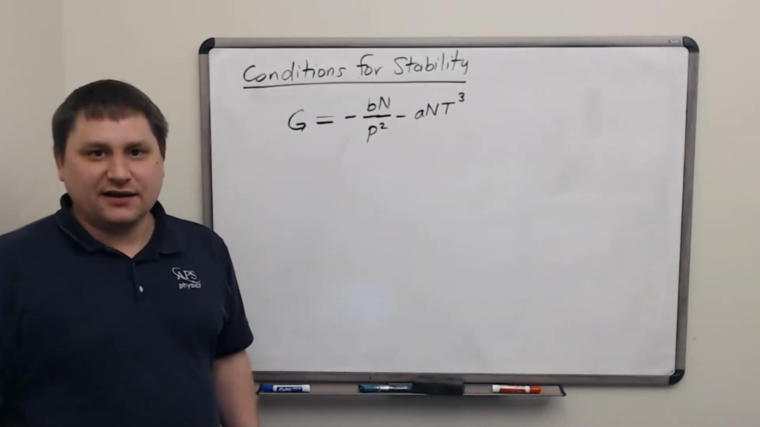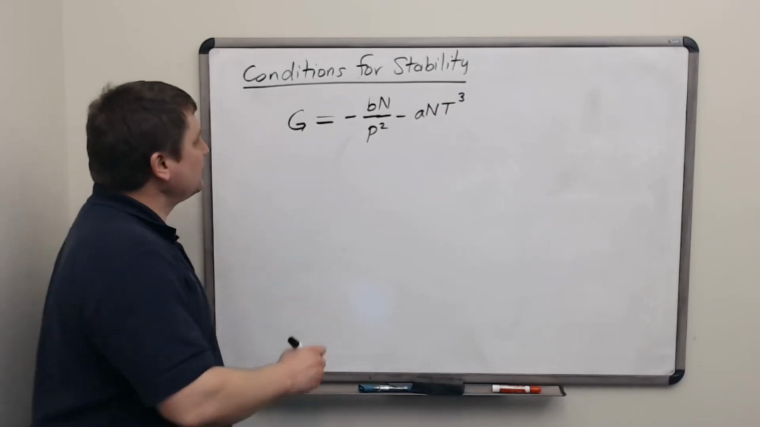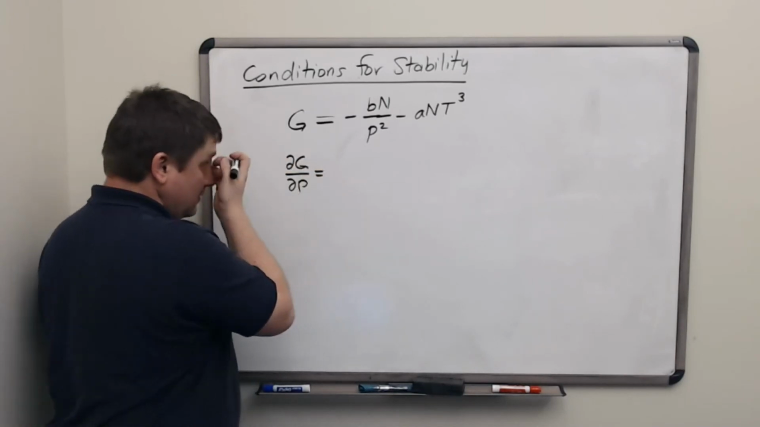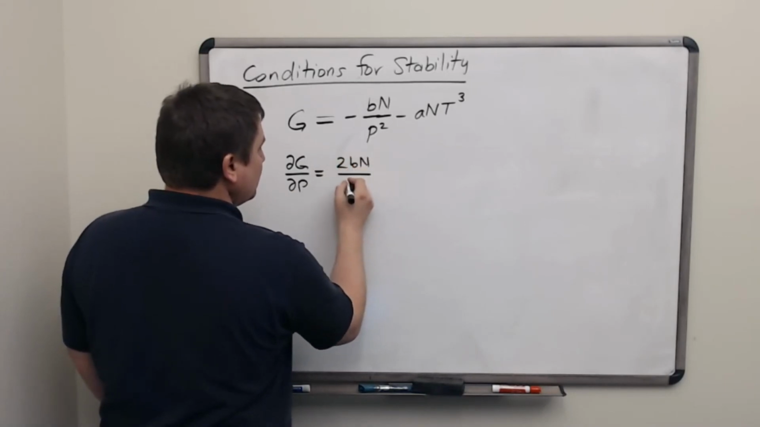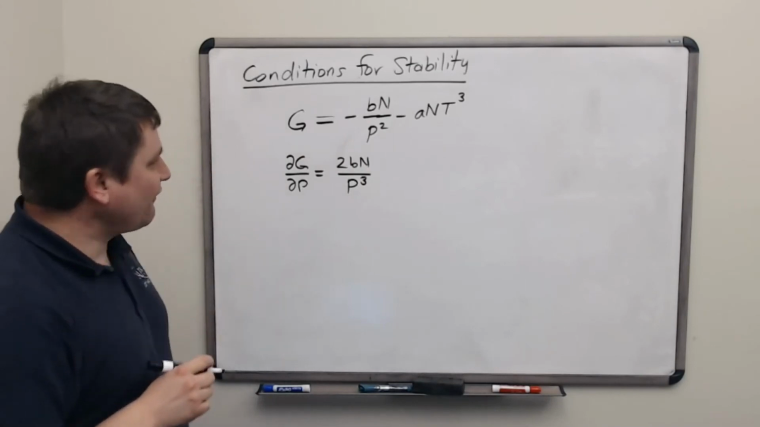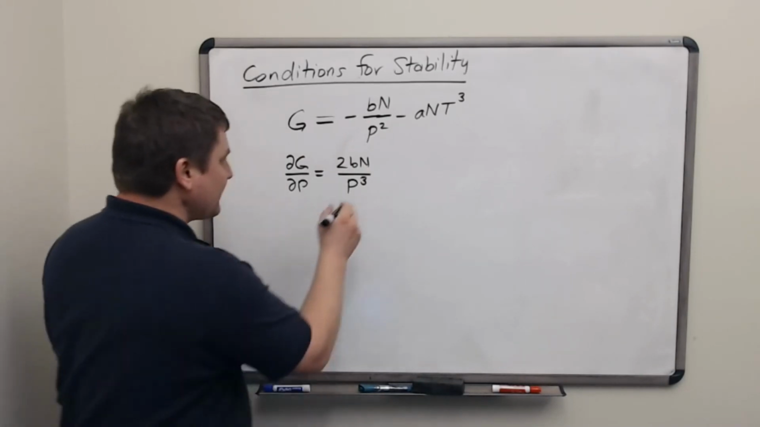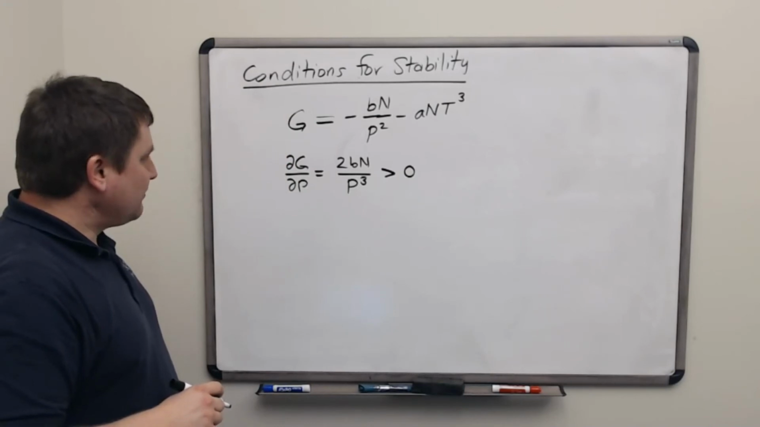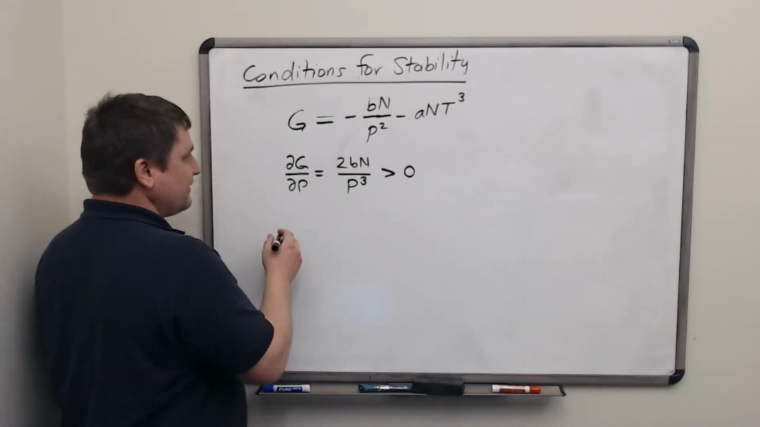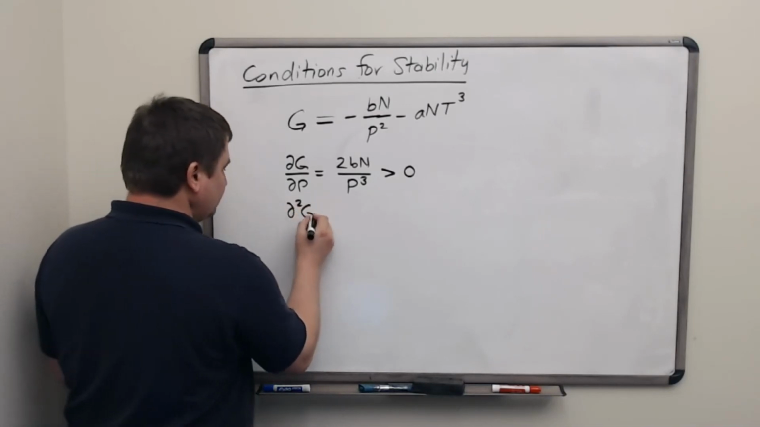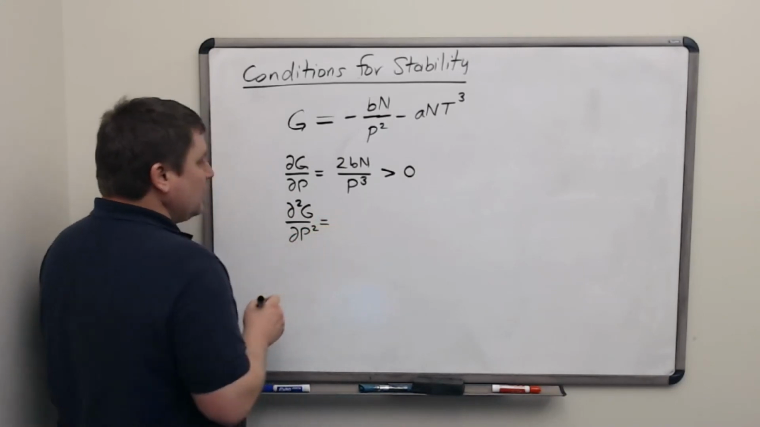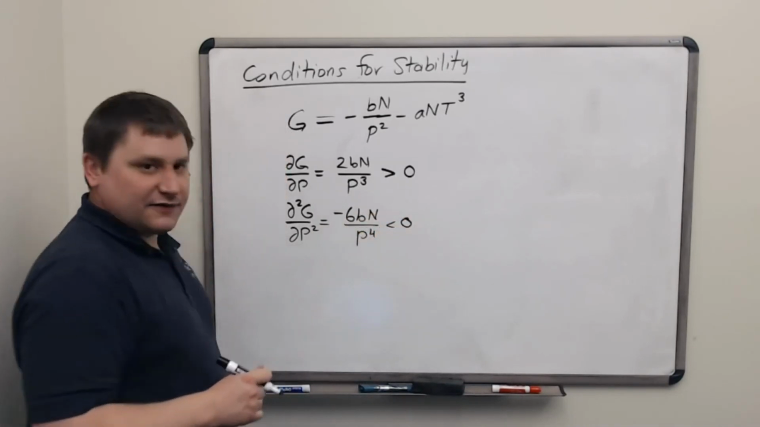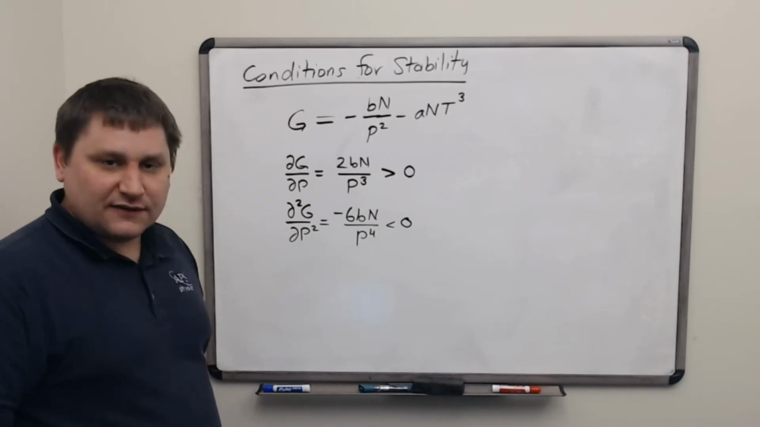Here's another model that we can check, this time using the Gibbs free energy. First, let's check the dependence on pressure. The derivative of G with respect to pressure is 2bn over P cubed. If the constant b is positive, then this is positive as well. And we've got a positive volume in the system. So that checks out. That satisfies the conditions. The second derivative is minus 6bn over P to the fourth. That would be negative, which also satisfies the condition for mechanical stability.